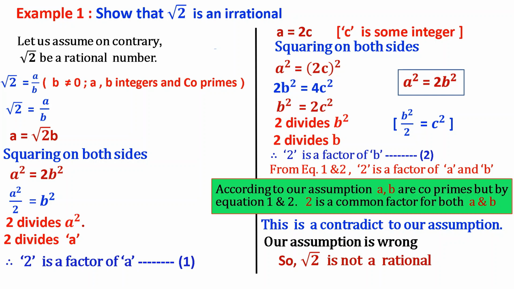It means if a number is not rational, it will be an irrational number. That's why here we get root 2 is not rational. It means root 2 is an irrational number. Hence proved.